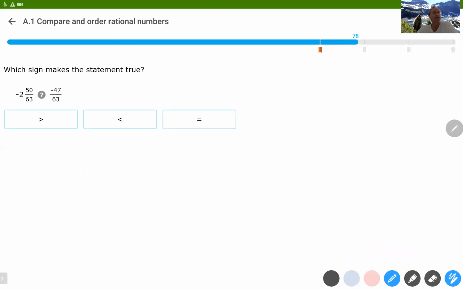All right, which sign makes this statement true? This negative is a much larger negative than this one, and that makes it smaller. So we want it this way.